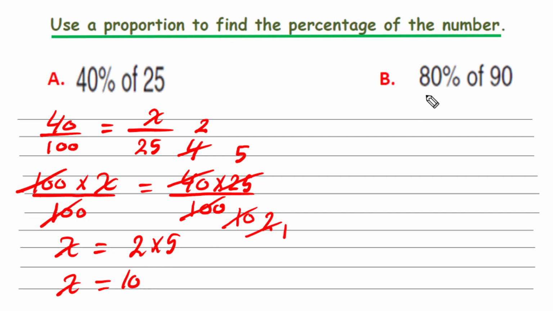By the same way, 80% of 90, we can write as 80 over 100 is equal to x over 90. Don't forget, this is a percent and this is the values.